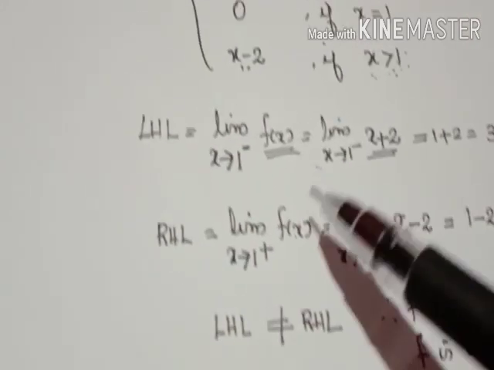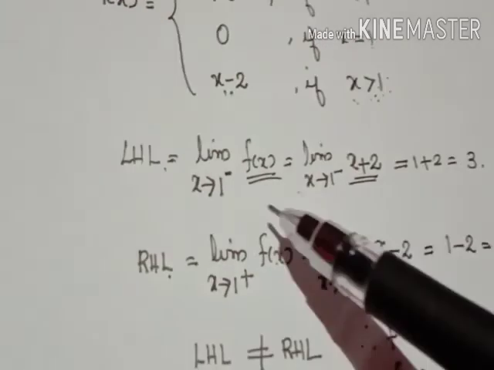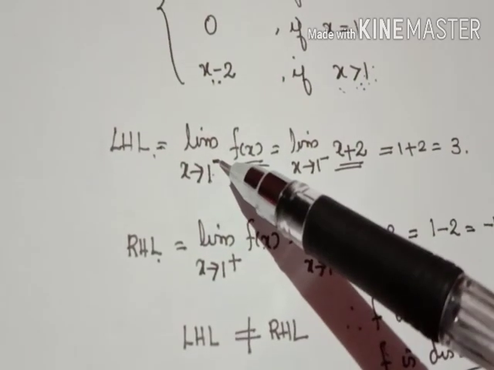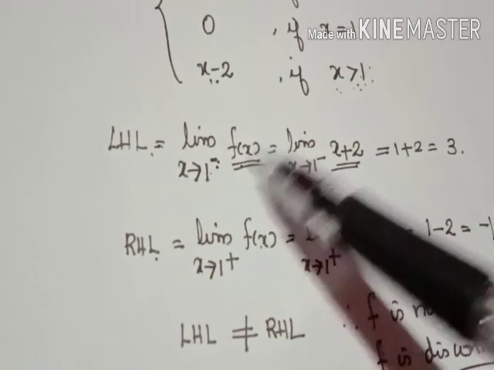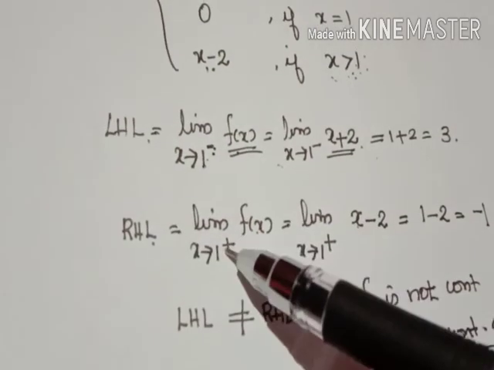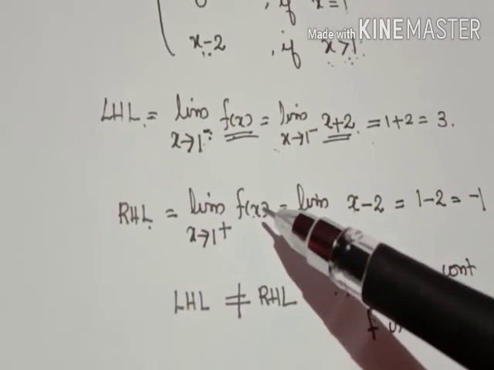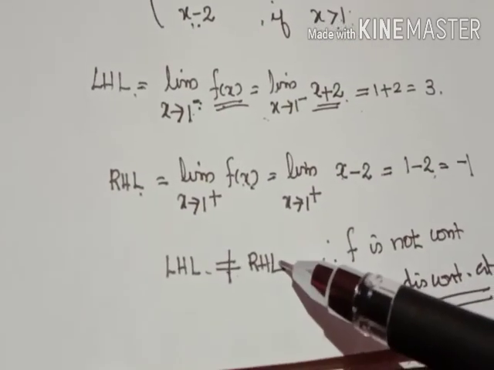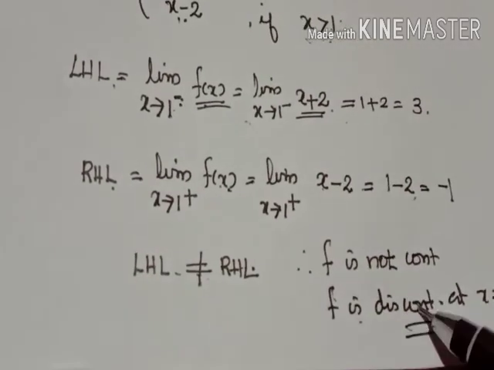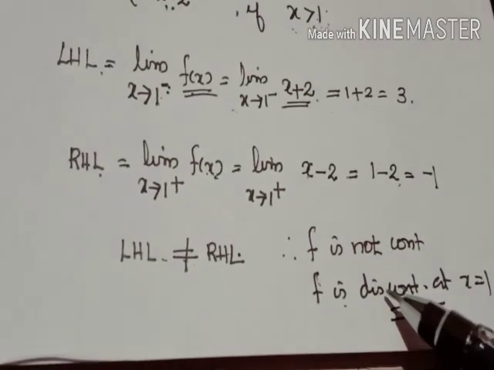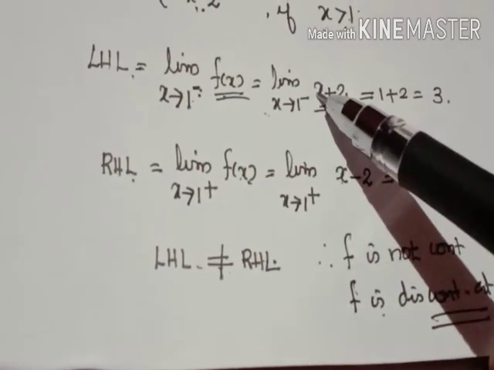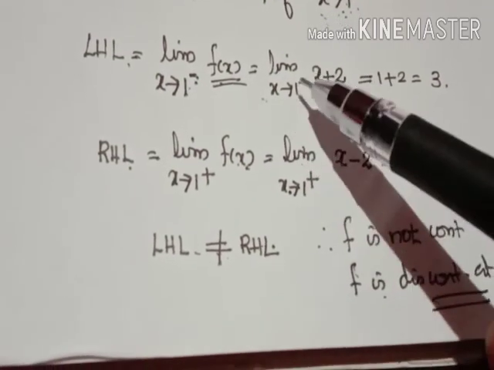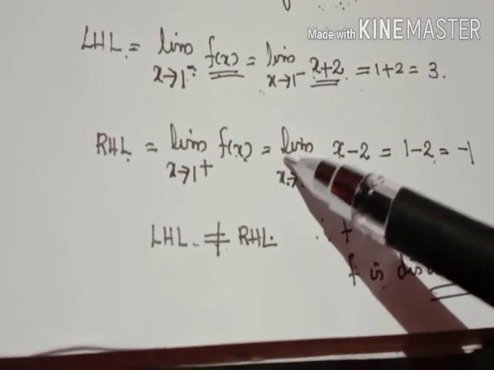Is it clear? We saw the left hand limit and right hand limit. You have to note down how to find them. 1 minus means less than 1, so rewrite the function and apply the limit. 1 plus means more than 1, so replace the function and apply the limit. You can see both the limits are not equal to each other, and therefore f is discontinuous at the point x equal to 1. You can find the left hand limit and right hand limit by another method also. You verify whether the left hand limit is not equal to the right hand limit or not.